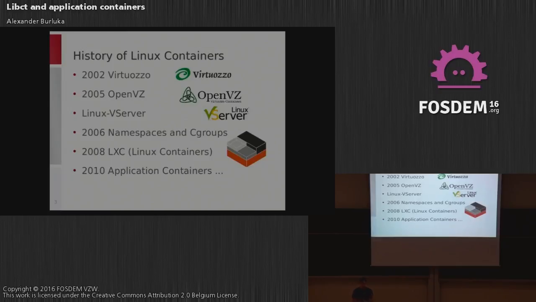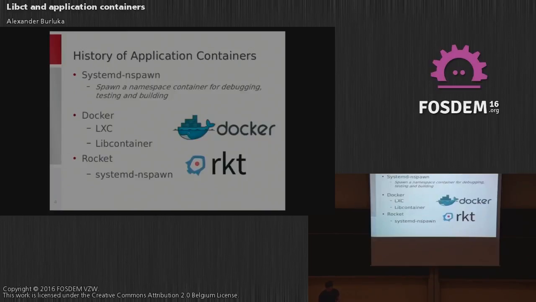We're all talking about Docker the whole day. I won't tell you anything new about it, just a little bit of history. systemd-nspawn was the first utility which allowed running some kind of application containers. Initially, it was made for debugging or testing purposes.